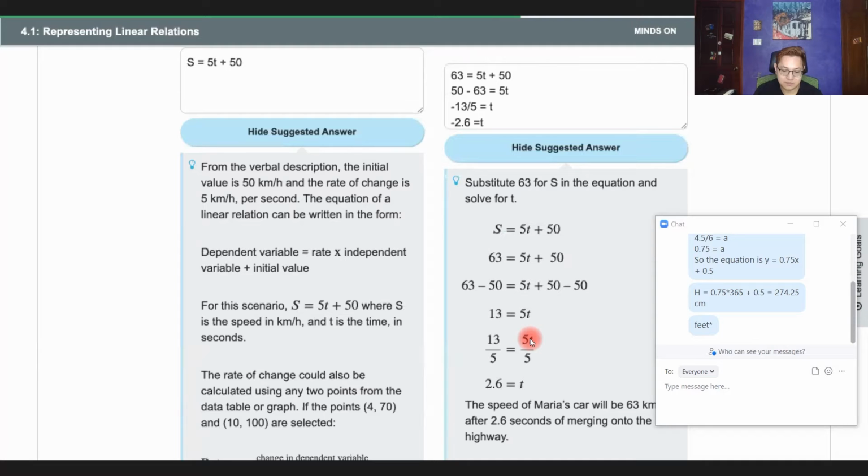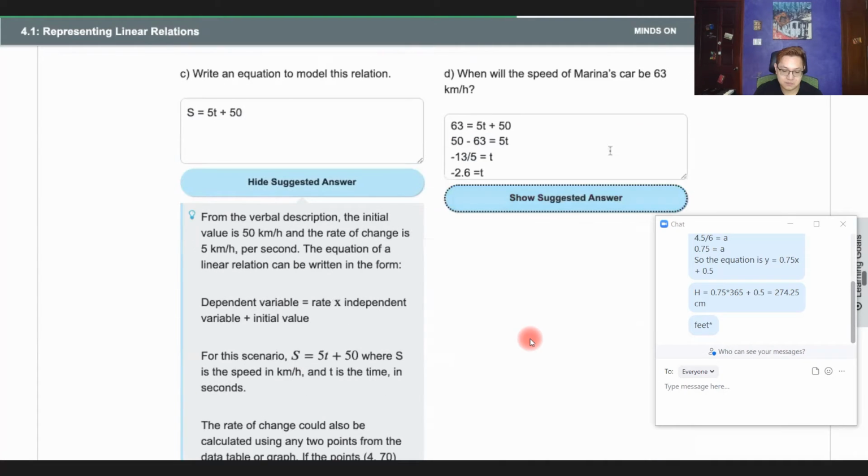Oops, I did it wrong. So this should be changed to 63 minus 50. That's why you do it stepwise, okay? Don't skip steps. Sorry. Okay, so basically 13 divided by 5 is 2.6 seconds. That's when the speed of Maria's car will be 63 kilometers per hour.